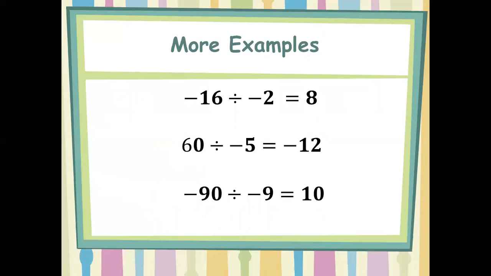Now this is a mixture of examples. You cannot say only negatives. Both of them are negative. So you cross out both the negative signs. So you'll be left with 16 divided by 2, which is going to give you a +8.